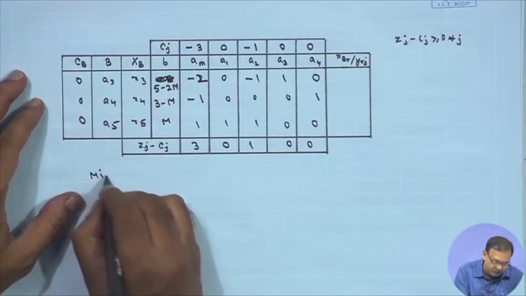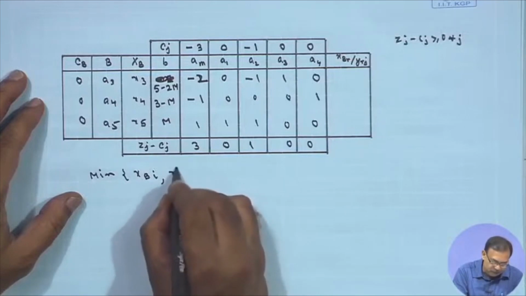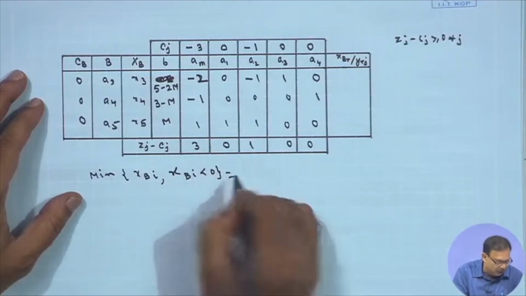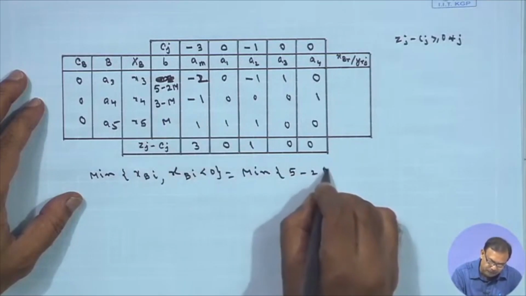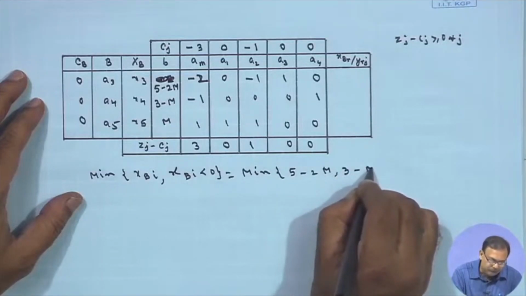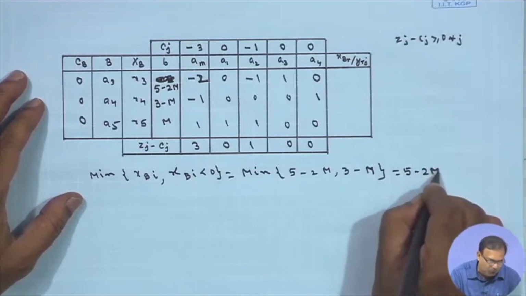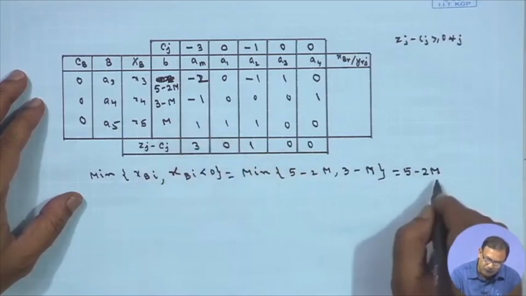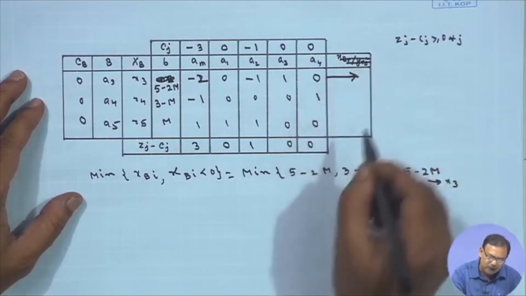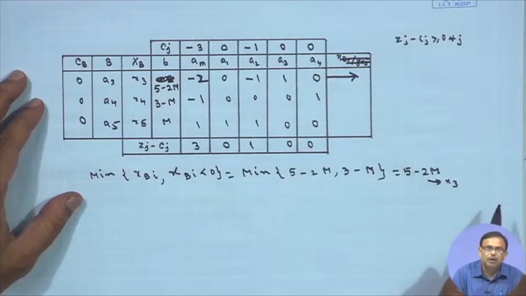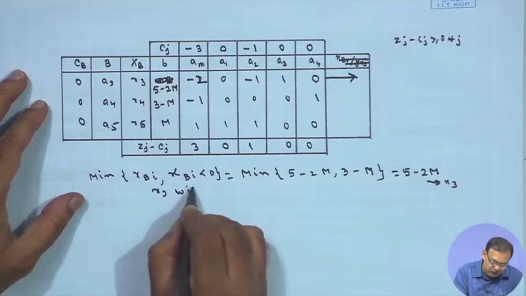So, which one will be the departing variable? I have to find the minimum of x bi such that x bi is less than 0, that is the minimum of 5 minus 2 m and 3 minus m. The minimum of these two will obviously be 5 minus 2 m, and 5 minus 2 m corresponds to x 3. So, therefore, your x 3 will be the departing variable, which we have explained earlier. So, x 3 will leave.